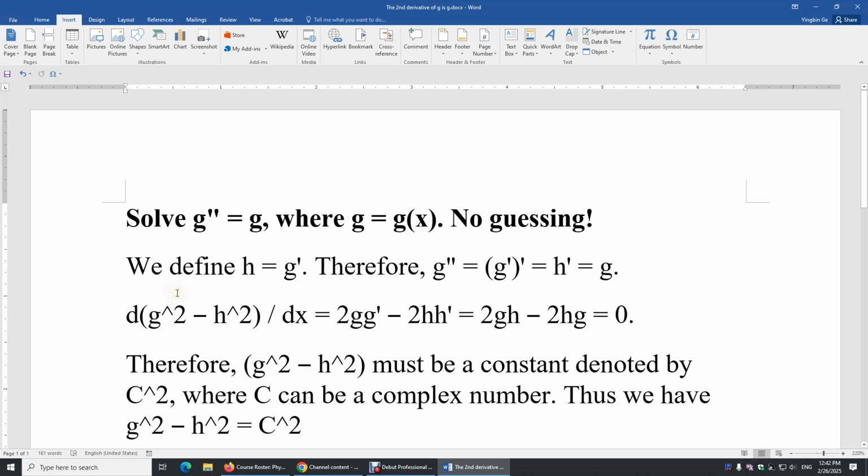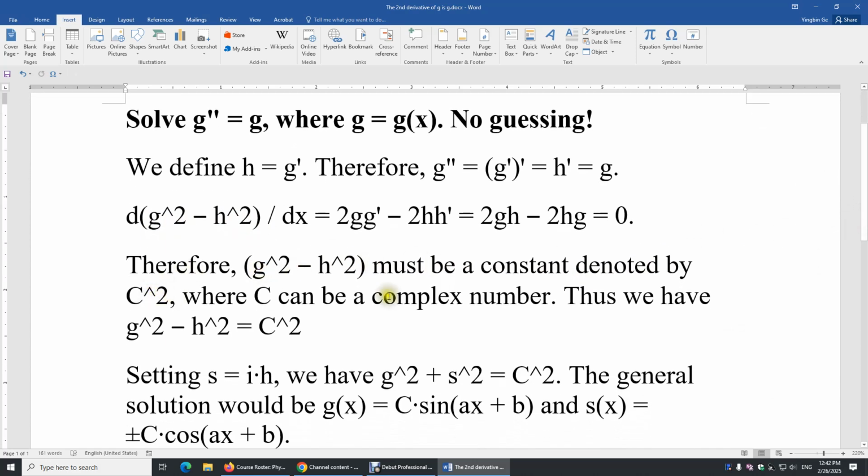We now look at the first derivative of g squared minus h squared. It's 2g g prime minus 2h h prime. And we know g prime equals h and h prime equals g. We are looking at 2gh minus 2hg, which is 0. That means g squared minus h squared is a constant. We now use c squared to denote this constant, and c can be any complex number. And now we have this equation, g squared minus h squared equals c squared.